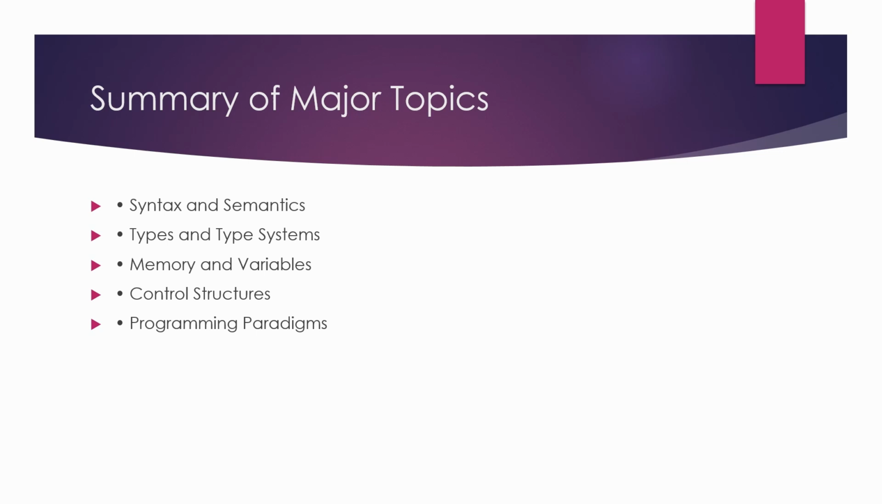First, we have discussed the foundational concepts of syntax and semantics and how these shape the structure and meaning of programming languages. We then dove into types and type systems, looking at the differences between strong and weak typing and static versus dynamic typing. Memory and variables were also key aspects we studied, including stack versus heap memory and the importance of garbage collection. We also covered control structures like recursion, loops, and conditionals, as well as the different programming paradigms, including imperative, declarative, and object oriented programming.